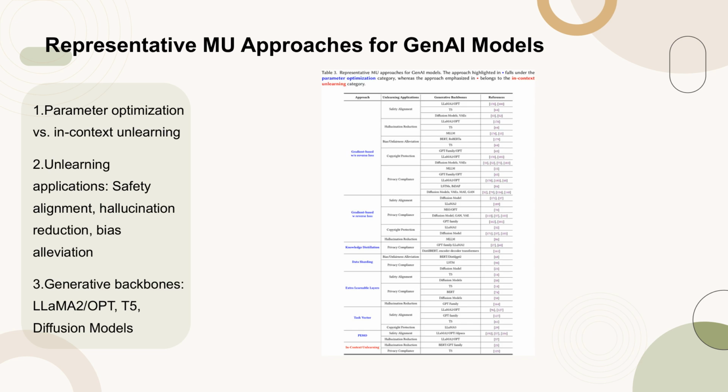Table 3 categorizes representative machine unlearning (MU) approaches for generative AI, Gen AI, models, distinguishing between parameter optimization and in-context unlearning strategies. The table highlights various unlearning applications such as safety alignment, hallucination reduction, and bias/unfairness alleviation. It also lists the generative backbones used in these approaches, including Llama 2/OPT, T5, and diffusion models. Each approach is associated with specific references that detail the methodology and results of the unlearning techniques applied.